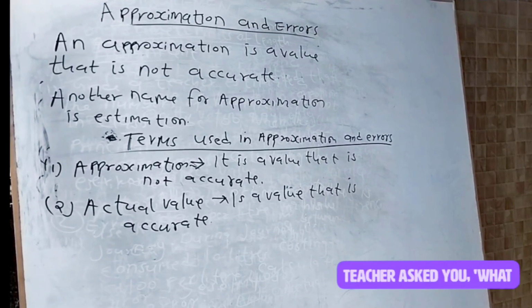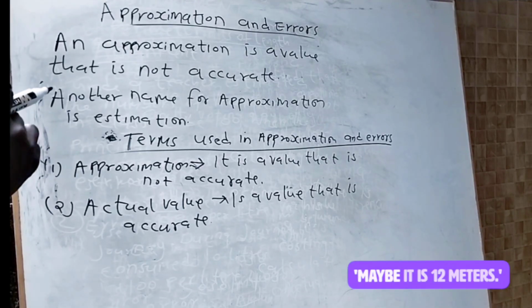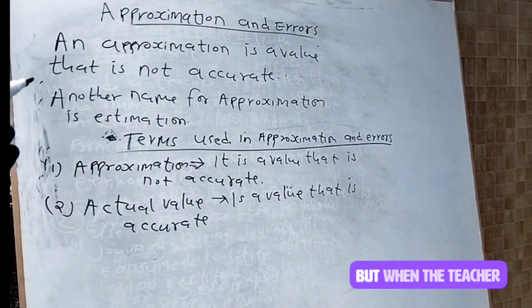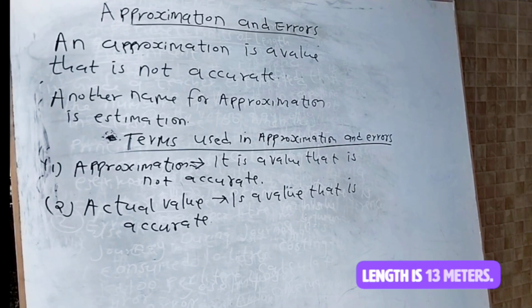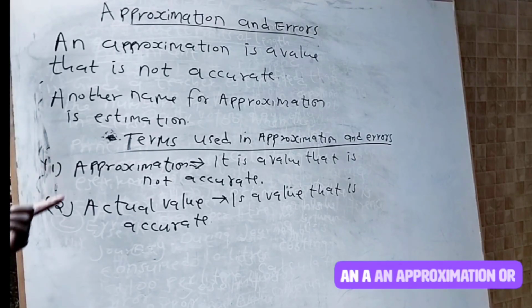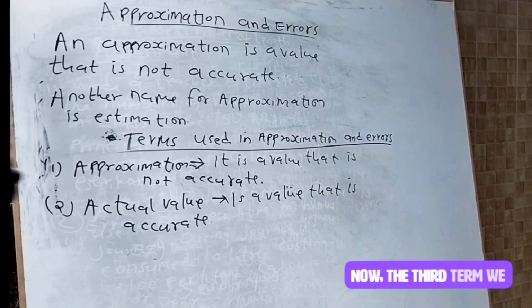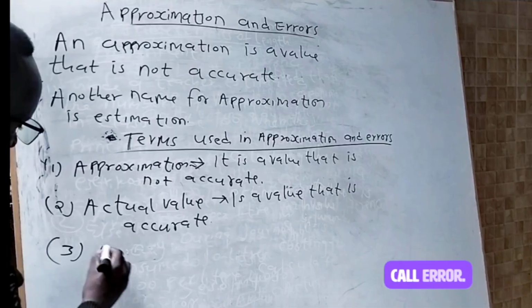For instance, if a teacher asked you what is the width of your classroom, you can easily say maybe it is 12 meters. But when the teacher measures with the tape measure, you will find that the actual length is 13 meters. But the one you gave is an approximation or approximated value.